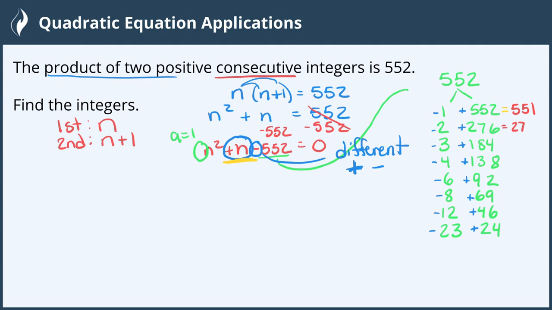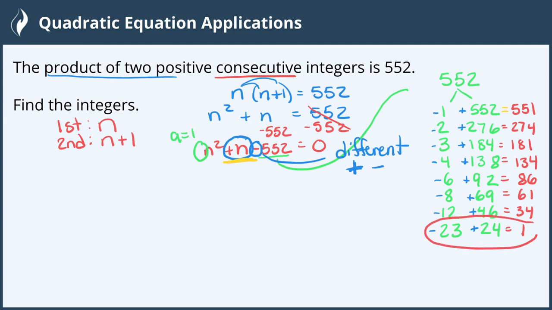274. Adding these gives me a positive 181. Adding these gives me a positive 134. Adding these is a positive 86. Adding these is a positive 61. Adding these gives me a positive 34. And adding these ones gives me a positive 1.